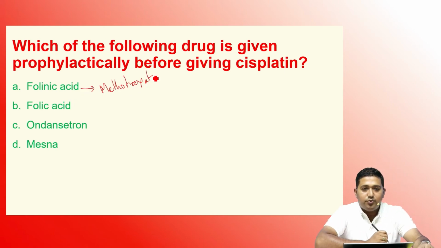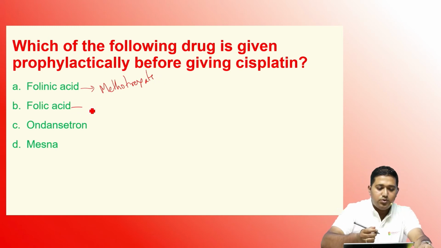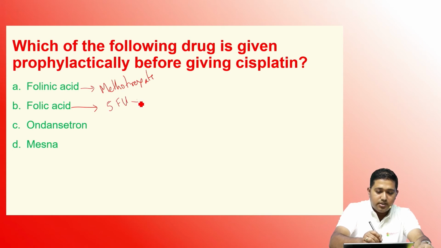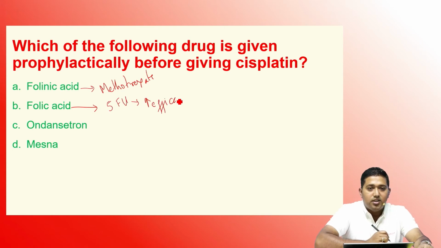Then if you talk about folic acid, it's not a commonly used drug to decrease the dose-limiting adverse effects of drugs, because it is an inactive form, and once you are giving some anti-cancer drug, this folic acid cannot be converted into folinic acid. The use of folic acid is that it can be given in combination with 5-fluorouracil to increase its efficacy. Okay. Then let's talk about Mesna first.